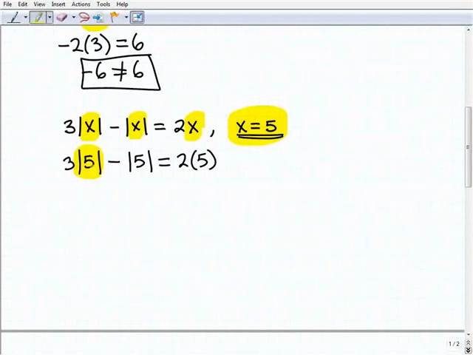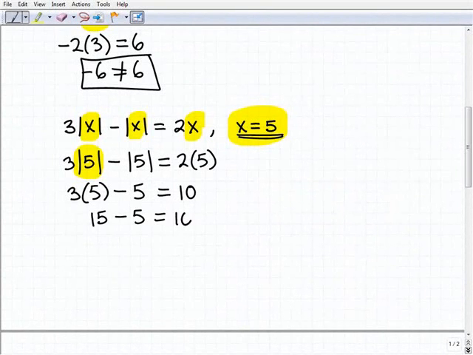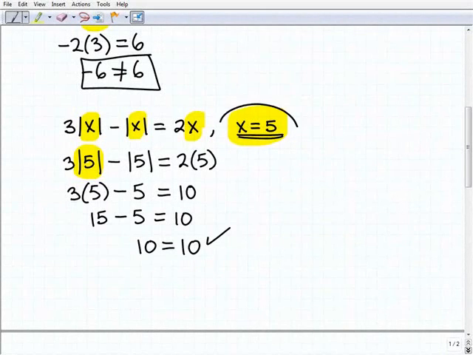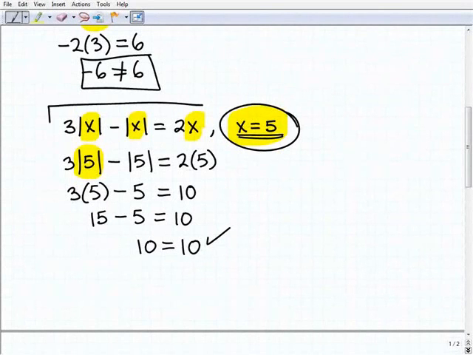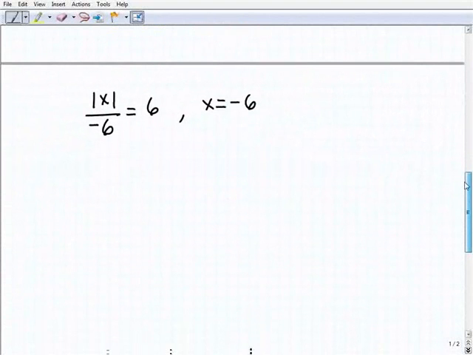So we have 3 times the absolute value of 5. Let's take care of that first. The absolute value of 5 is 5, so this is going to be 3 times 5 minus the absolute value of 5, which is simply 5. And we have to see if that's going to be equal to 2 times 5 or 10. So 3 times 5 is 15. 15 minus 5, is that equal to 10? Yes, it is. So we have 10 is equal to 10, and that's a true statement. Therefore, x equals 5 is a solution to this equation. Pretty straightforward stuff here. All right, let's go on and take a look at our next problem.